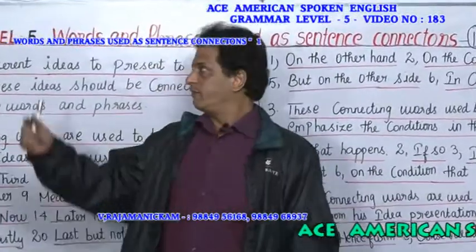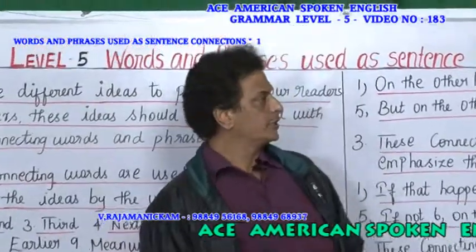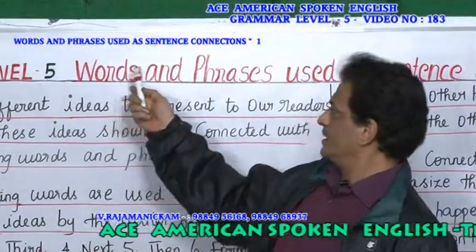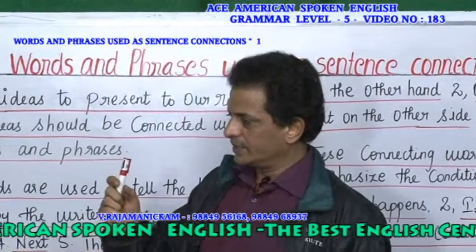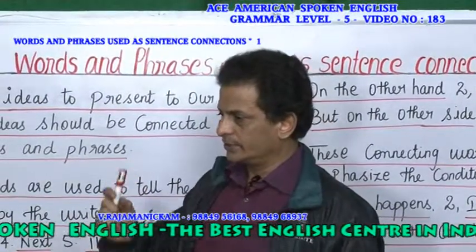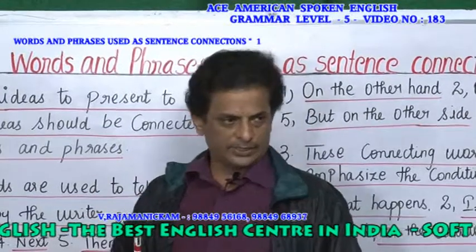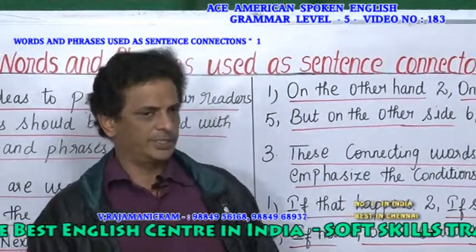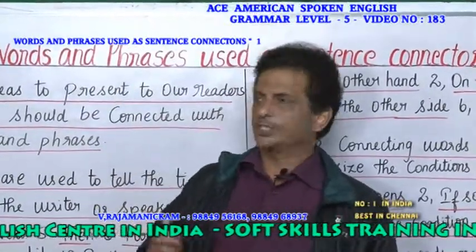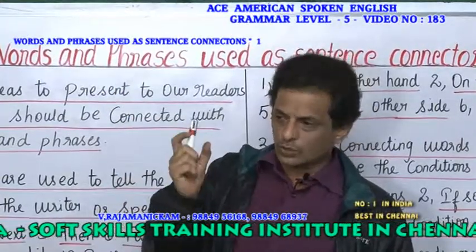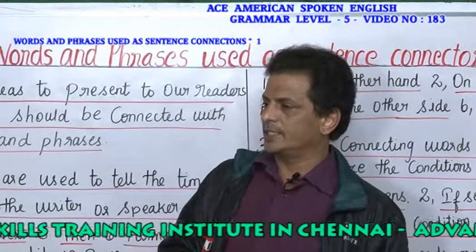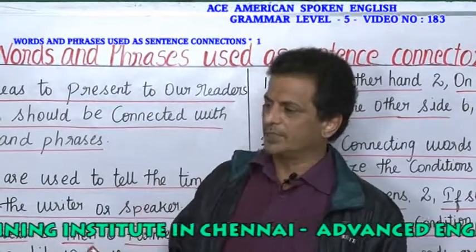Take your level 5 grammar book. The topic is words and phrases. What do you mean by words? A group of letters joined together to give a meaning is called a word. It may be any part of speech: noun, verb, adverb or adjective. So, words and phrases. What do you mean by phrases? A group of words joined together to give a meaning but not a complete sense, right?